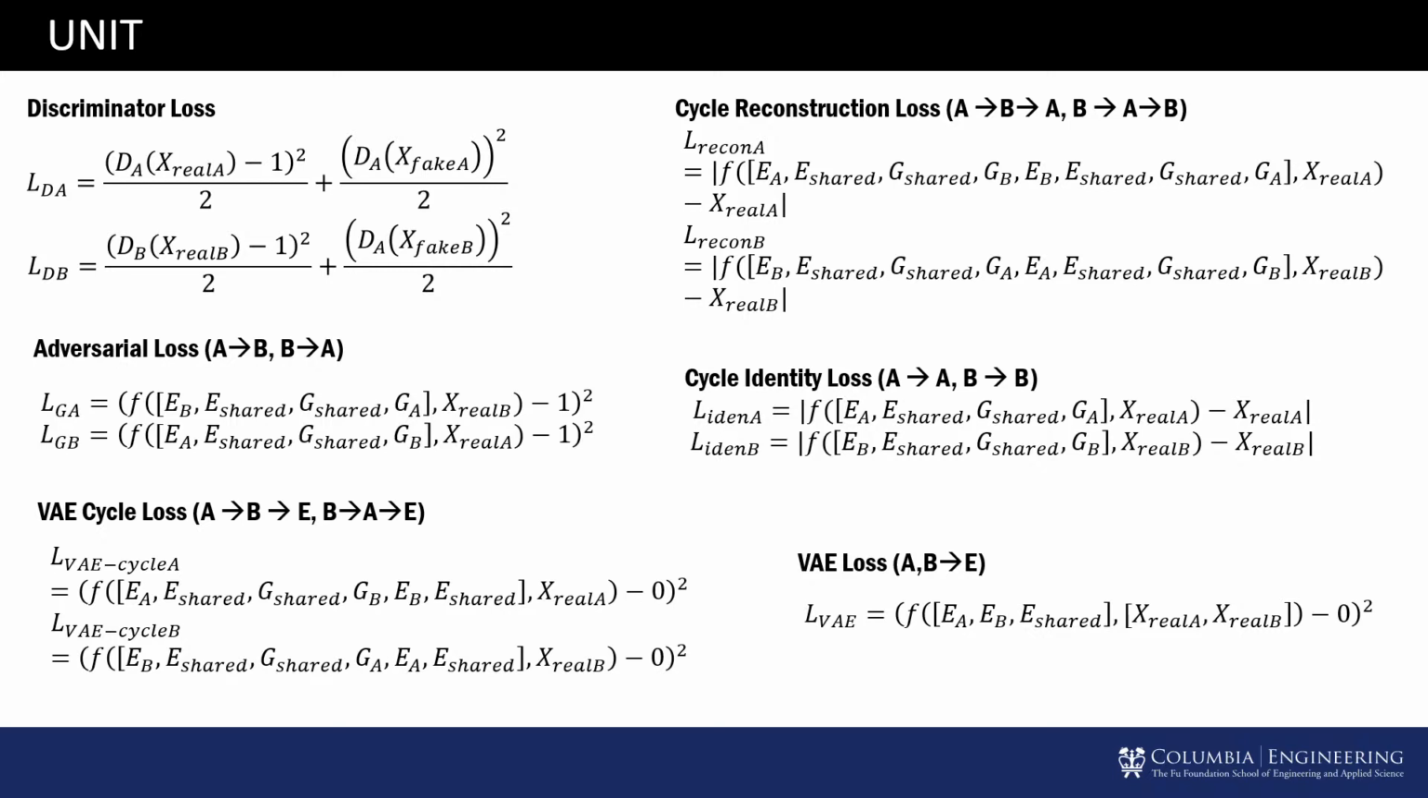So the VAE cycle loss wants to minimize the loss from a translation of A to B to E, as well as B to A to E, where A is your first image domain, B is your second image domain, and E is your encoder. And for your VAE loss, you want to minimize the loss from A and B to this encoder.